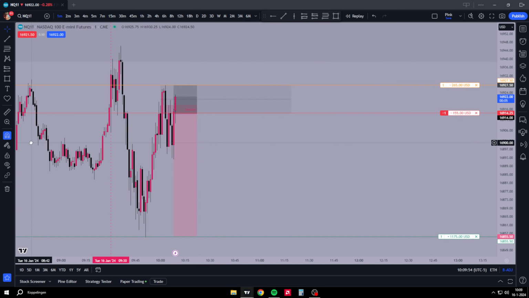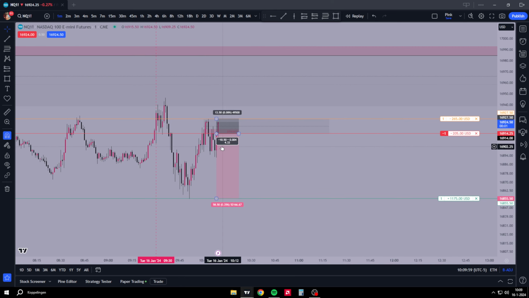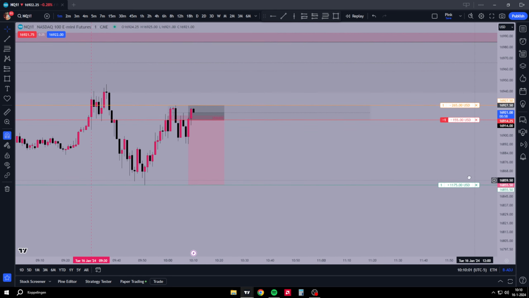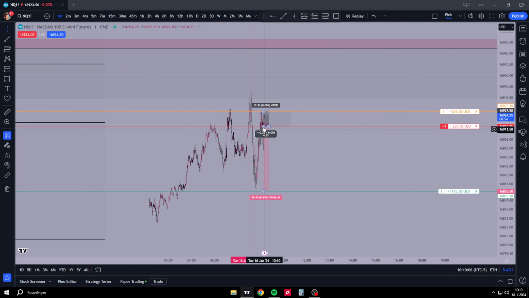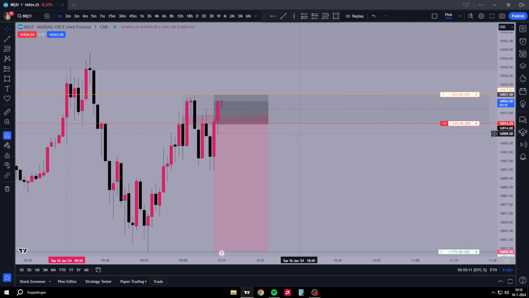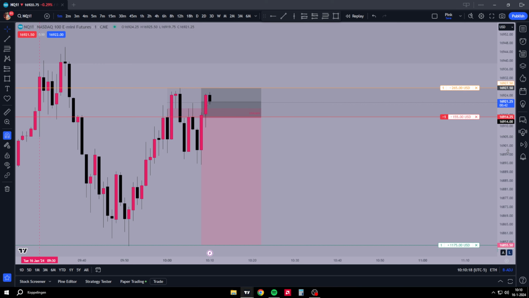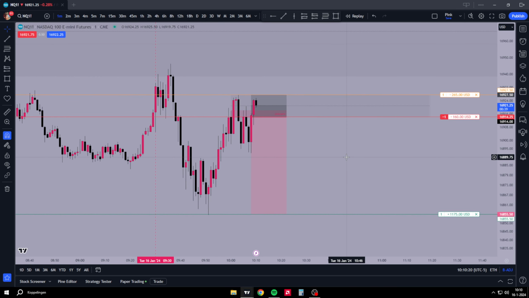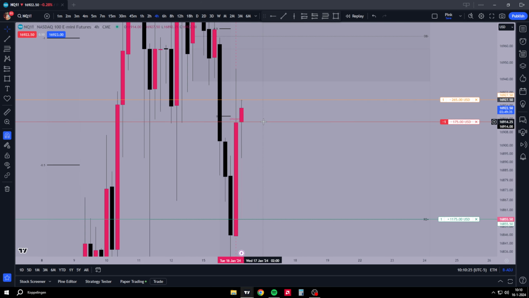But if we get a close above here, or if we get stopped out on this silver bullet, then I'm bullish for the rest of the day. And then I expect everything that I marked out earlier. So it looks like we already closed above the mean threshold, so I think we're gonna get stopped out here. So then I would anticipate this to be our low of the day here.